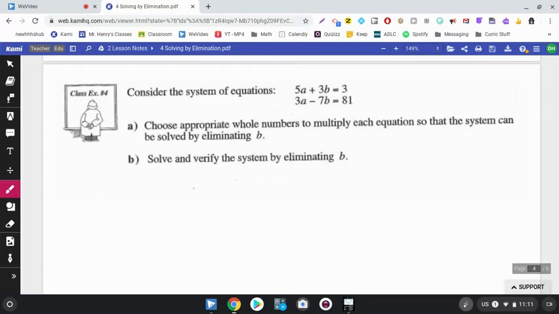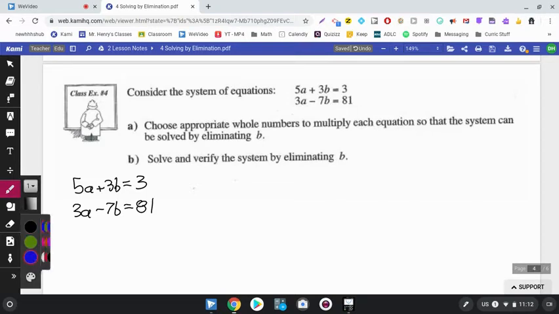So I'm looking at that, and there's no way for me to just change one equation. I need to change both equations. So here they are. 5a plus 3b equals 3, and 3a minus 7b equals 81. It says it wants us to solve by eliminating b. What I'm going to say is we don't have to. We could eliminate a if we wanted to, but let's just follow along for interest's sake.